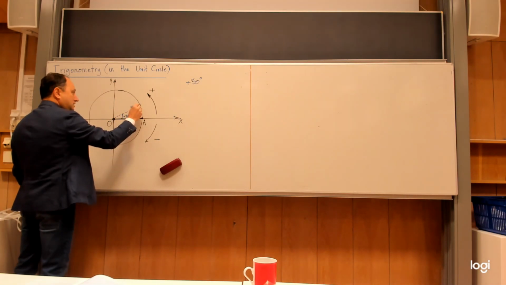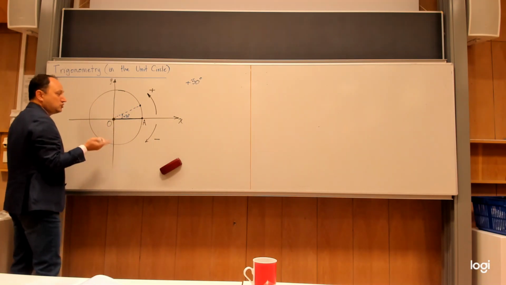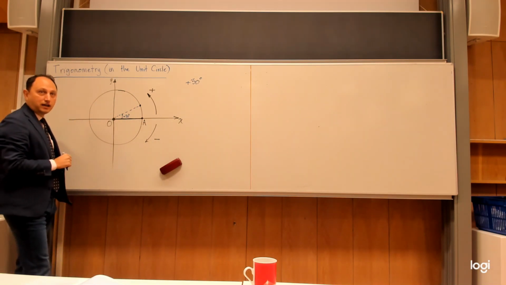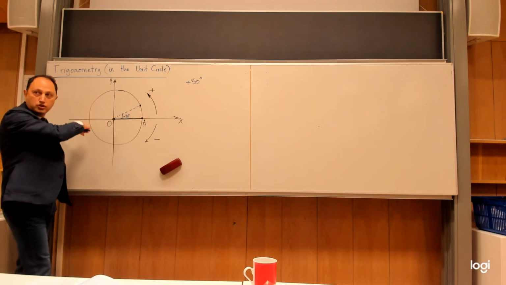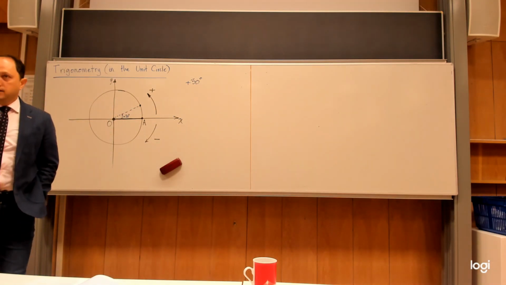And then this is extremely important in trigonometry. What matters is usually not the size of the angle. What matters is this final point, which is associated with that angle. Is that understandable?